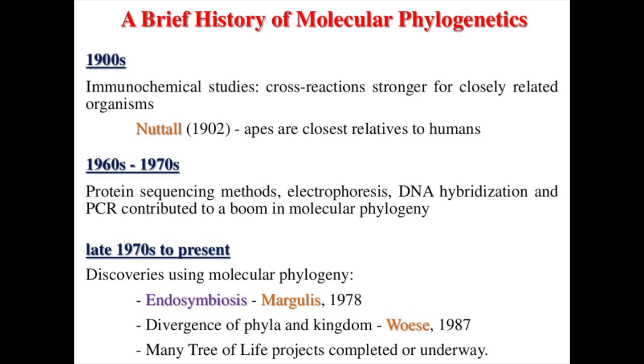It also helped with the study of divergence of phyla and kingdom. If you don't know what that is, it's the taxonomic rank. So there's species, genus, family, order, class, phylum, kingdom, domain. And phyla is the plural of phylum. So what I'm trying to tell you is that molecular phylogenetics is very useful. It's definitely not useless.